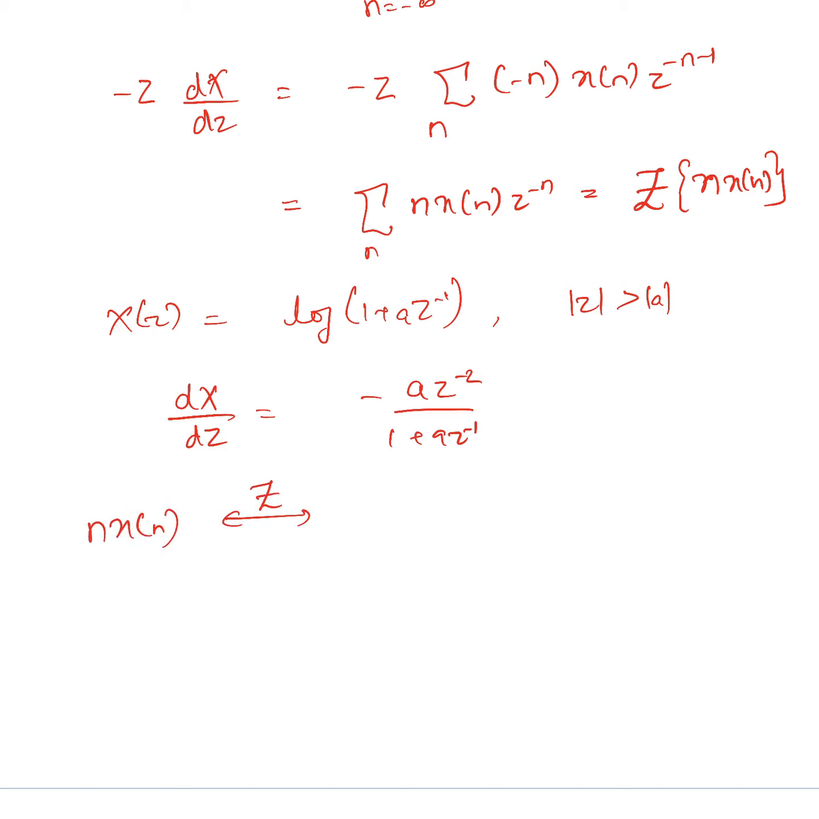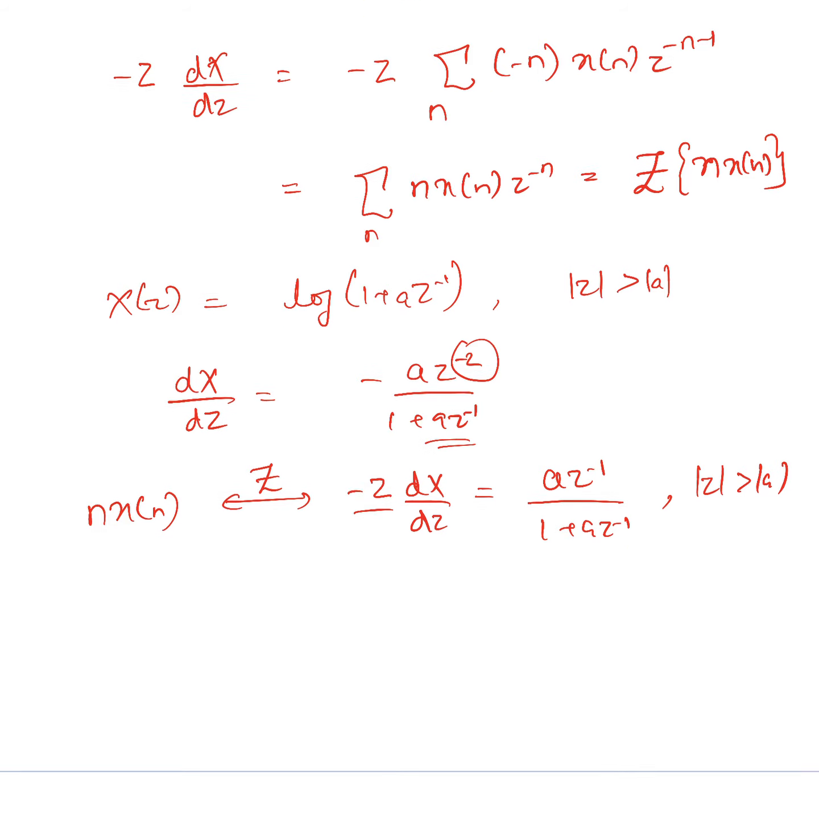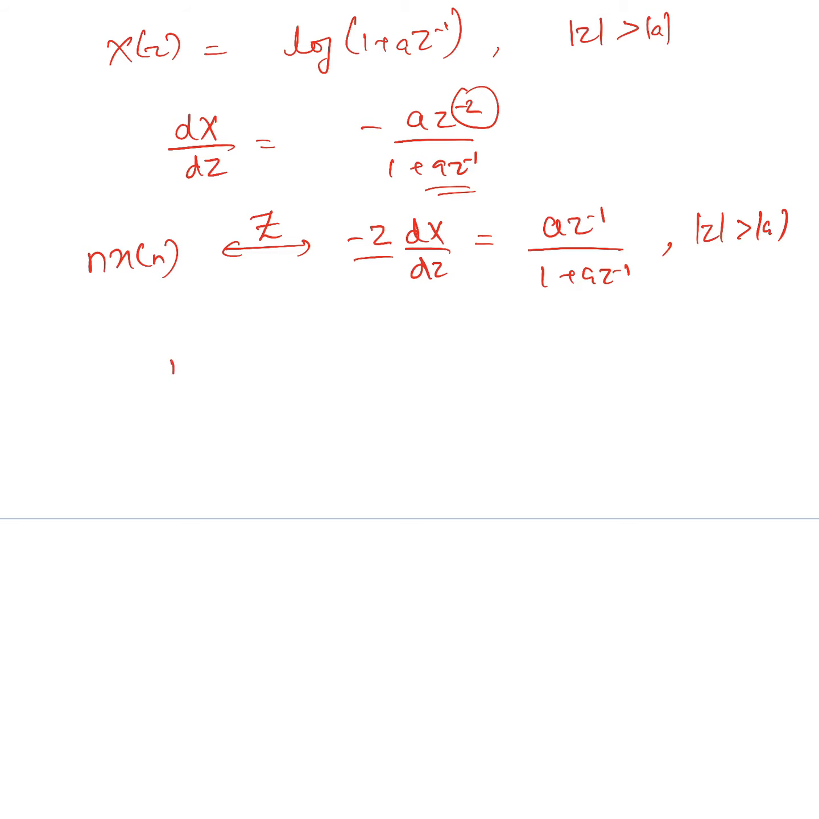So n x[n], the z transform by using this property, which is -z dX/dz, seeing this expression, is nothing but a z^-1 / (1 + a z^-1), because one of the z's from z^-2 would appear here, for |z| > |a|. So the inverse transform can be obtained by the combined use of linearity and time shifting property, which says that n x[n] would be equal to a (-a)^(n-1) u[n-1].